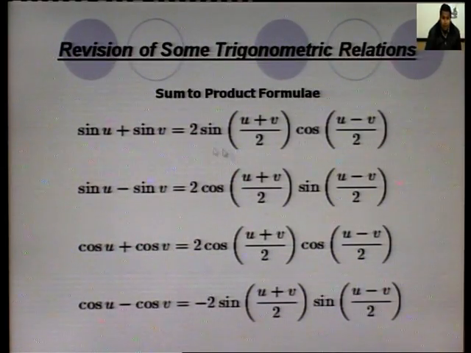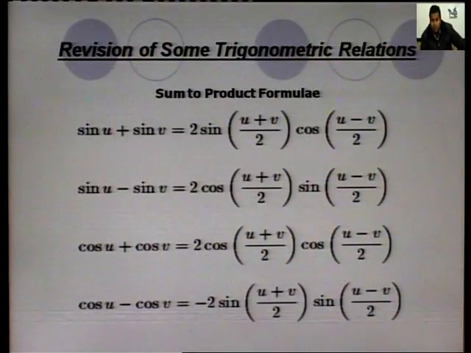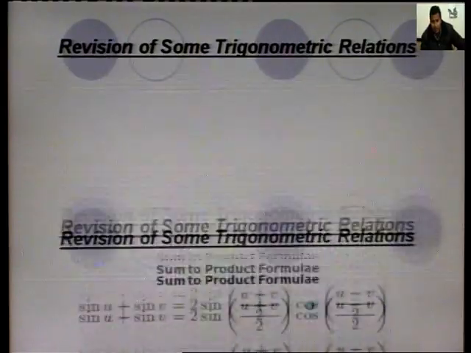These formulas are very important. You have to learn them by writing them. If there is a sum of one sine function and one cos function, and if there is a minus sign, then it is 2 cos u plus v by 2 sine u minus v by 2. If there are two cos functions, cos u plus cos v is equal to 2 cos u plus v by 2 cos u minus v by 2. Similarly, for minus, here come two sine functions.